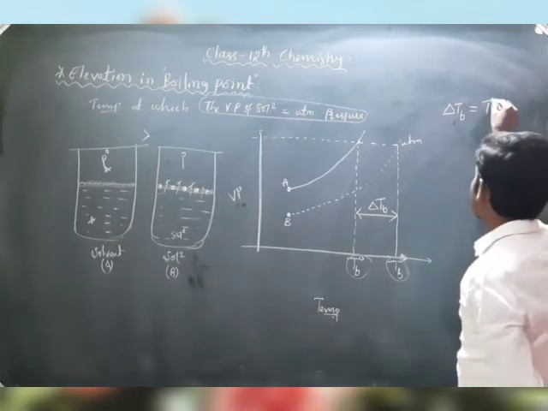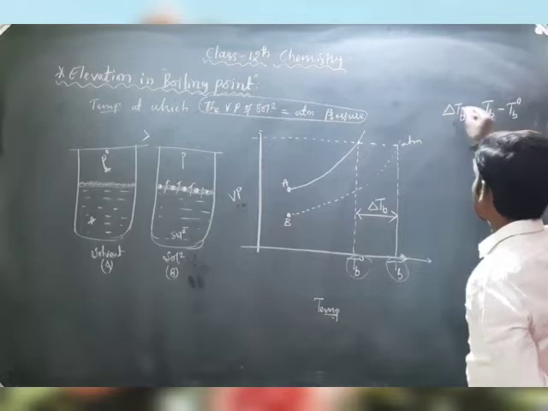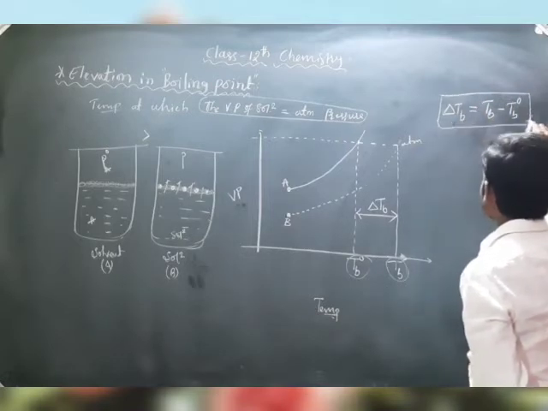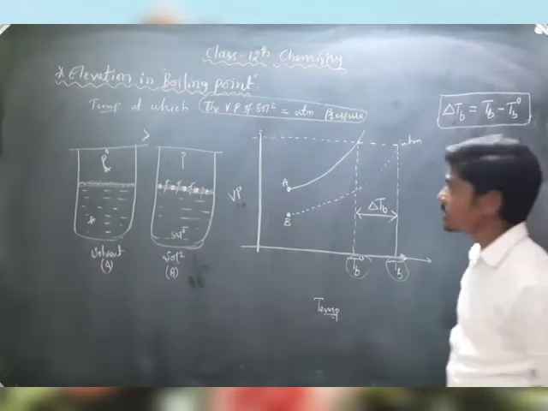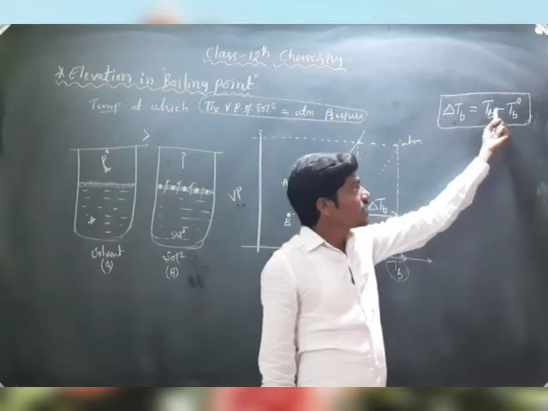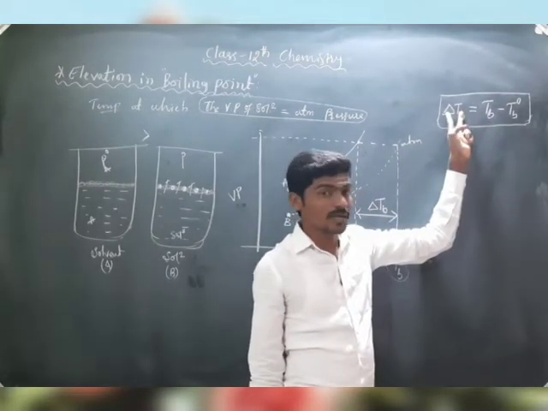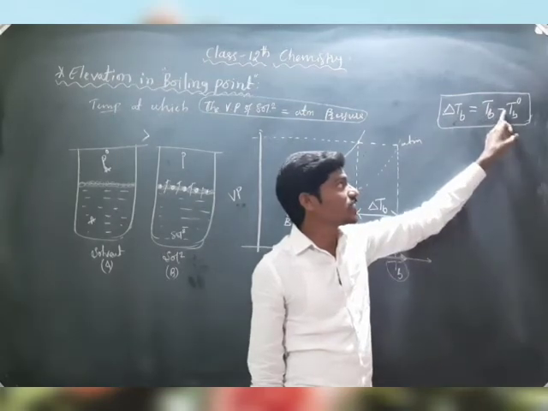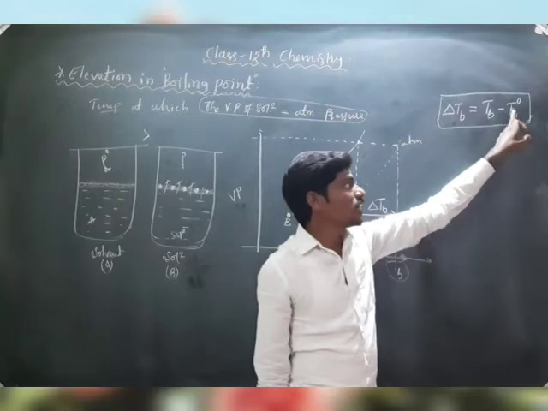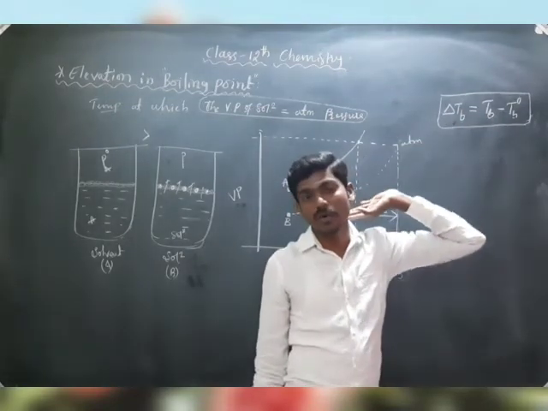TB minus T naught B. Please note this, delta TB is equal to TB minus T naught B. So here we define this. Elevation in boiling point can be defined as the difference between the boiling temperature of the solution and the boiling temperature of the solvent.